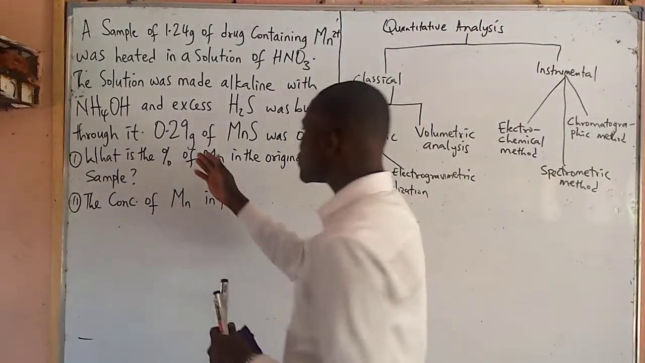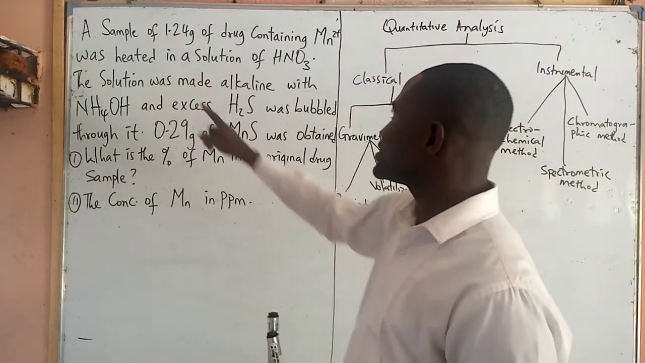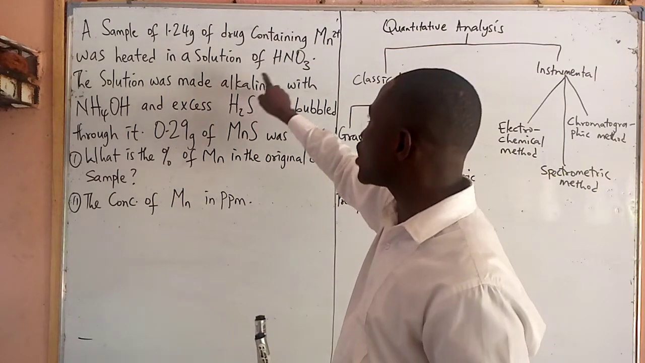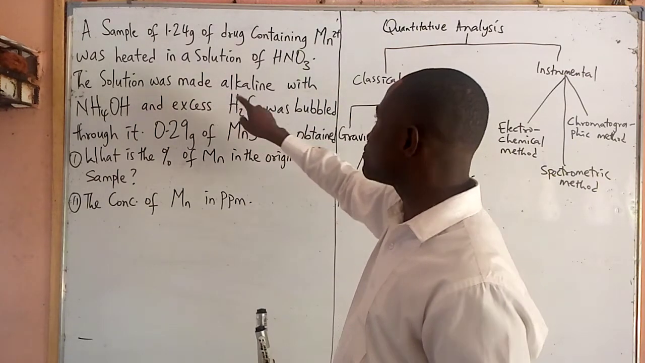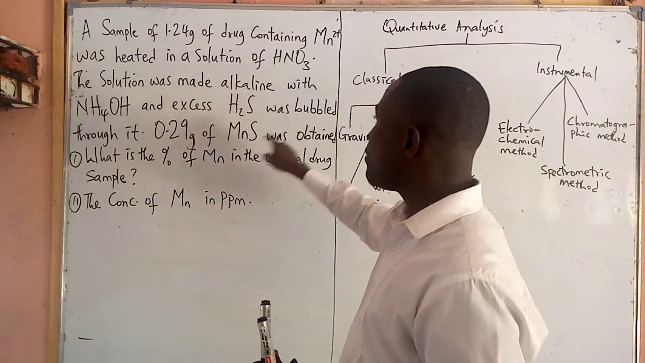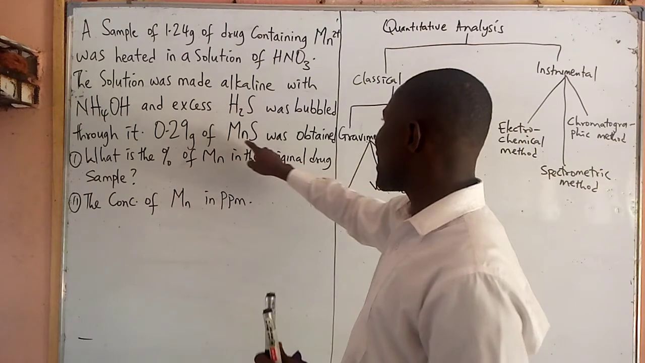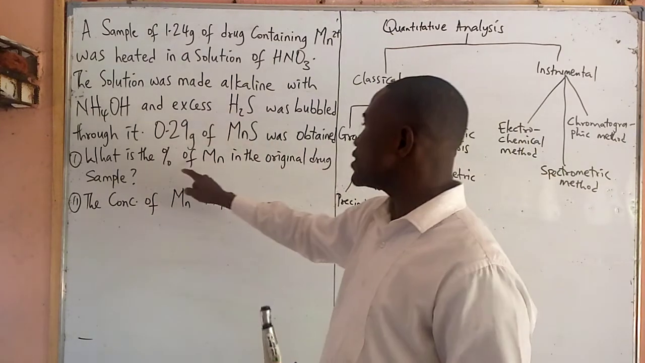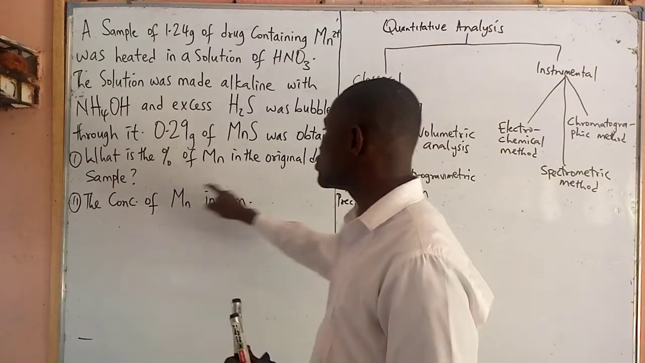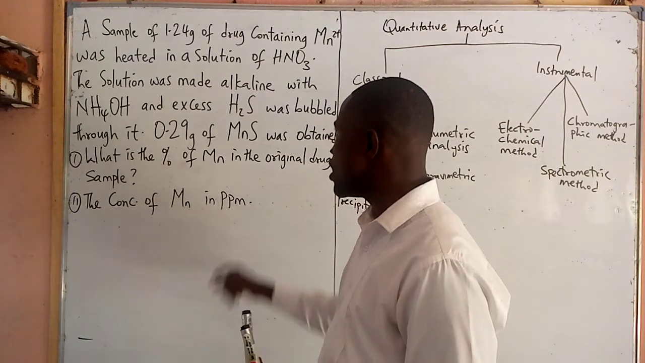Okay, now we have a question on the board. This question is under gravimetric analysis. A sample of 1.24 gram of drug containing manganese was heated in a solution of nitric acid. The solution was made alkaline with ammonium hydroxide, and excess hydrogen sulfide was bubbled through it. 0.29 gram of manganese sulfide was obtained. What is the percentage of manganese in the original drug sample? The concentration of manganese in ppm, which means parts per million.